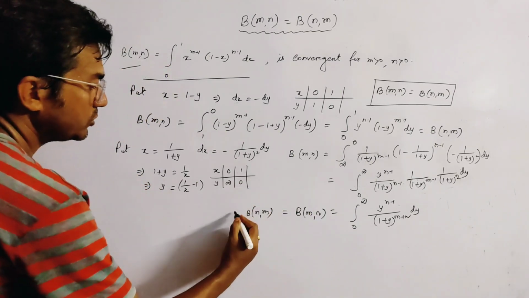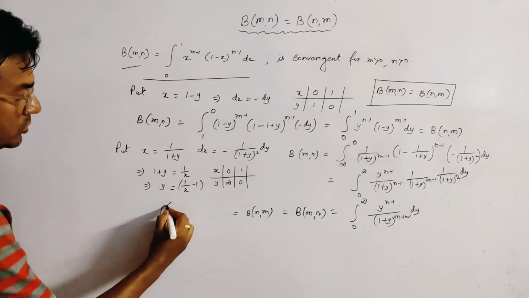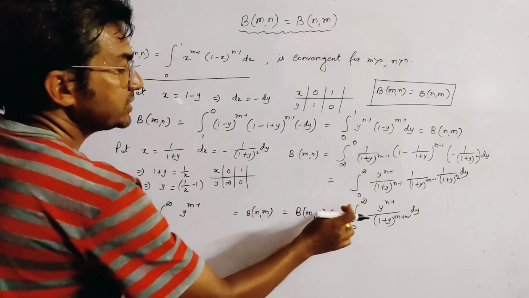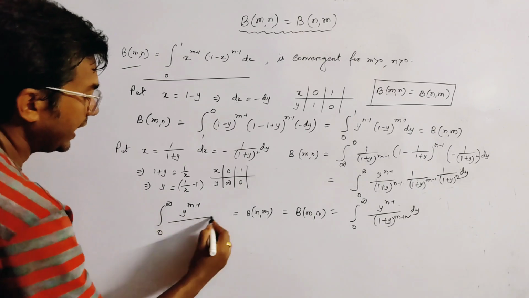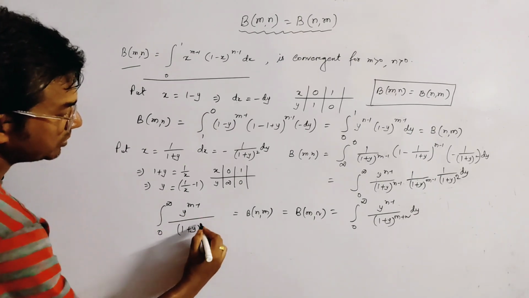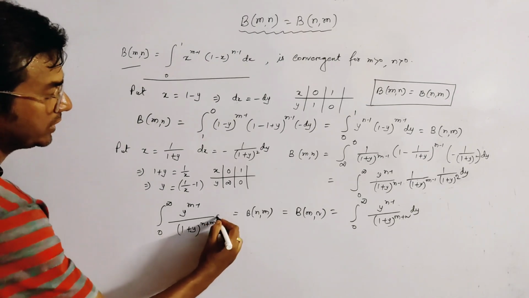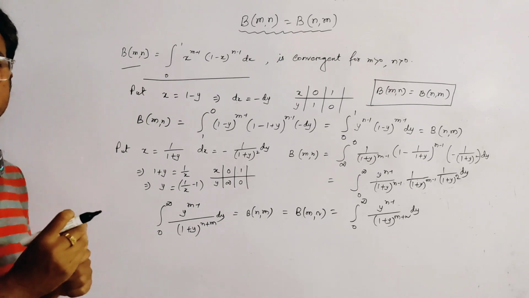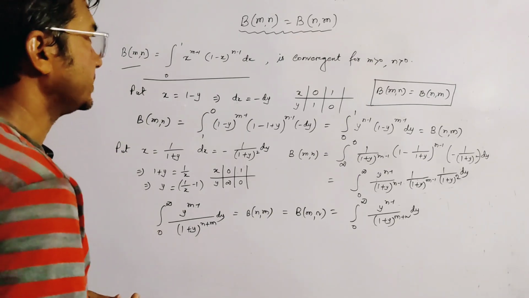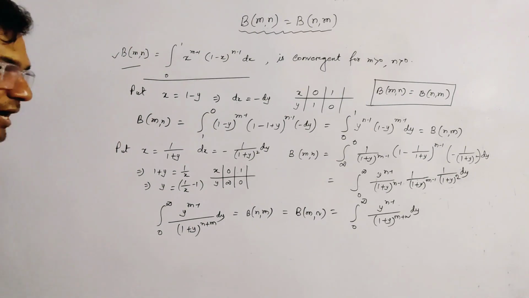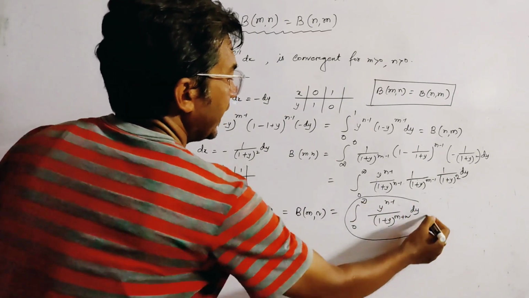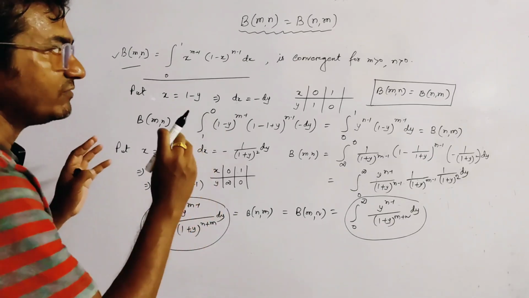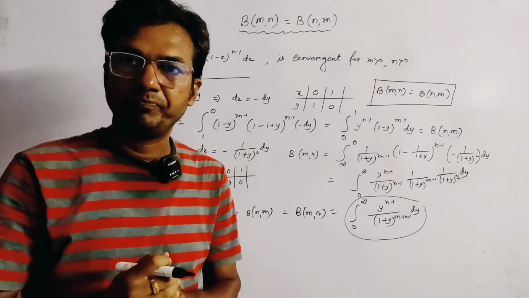And from this, we can also write the integration from 0 to infinity of y to the power m minus 1, because in place of n we write m here, by (1 plus y) whole to the power n plus m dy. So we get three alternative forms of the beta function. The first one is this, the second one is this, and the third one is this. These three are equivalent and the values of these three functions are the same.